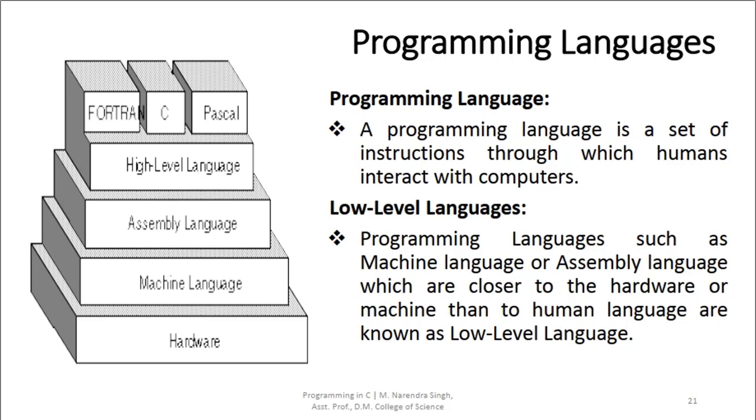First, let's see what are low-level languages. Programming languages such as machine language or assembly language, which are closer to the hardware or machine than the human language, are known as low-level languages. Our hardware understands only binary numbers, that is 0 and 1. And assembly language is a little bit upgraded from the machine language. These two languages, machine language and assembly language, are very close to the hardware. They manipulate the hardware. So that's why they are called low-level languages. And we will cover this in the coming slides in detail. Let's go to the next slide.